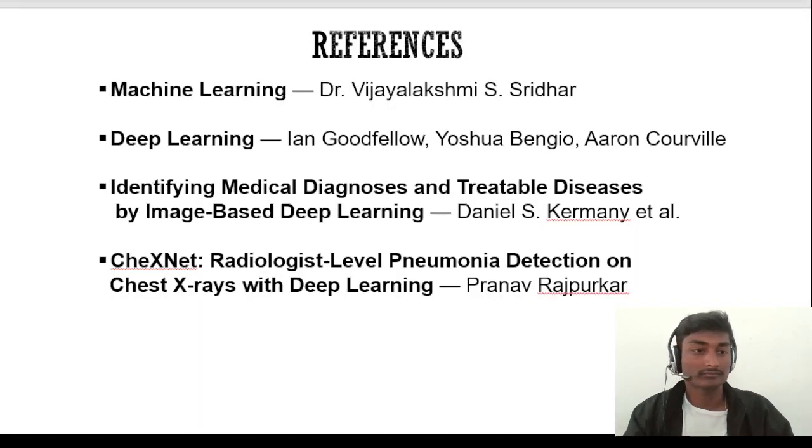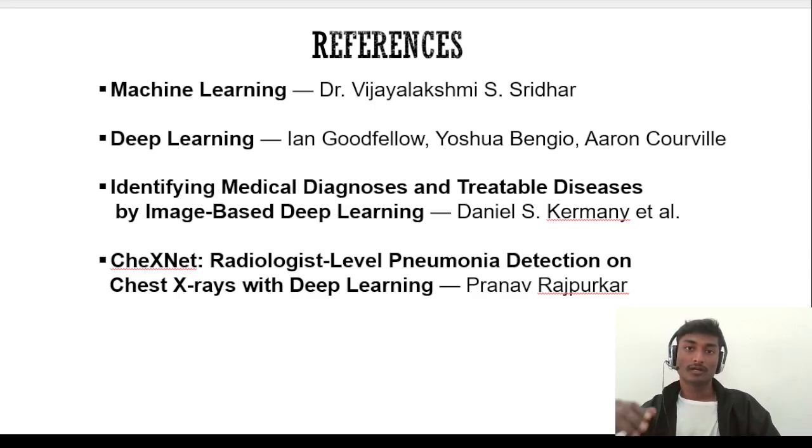The references are the machine learning textbook by Dr. Vijayalakshmi and Sridharam, which was helpful to me to understand how CNN actually works; the Deep Learning textbook by Ian Goodfellow; identifying medical diagnosis and treatable diseases by image based deep learning; and CheXNet: radiologist level pneumonia detection on chest X-rays with deep learning.